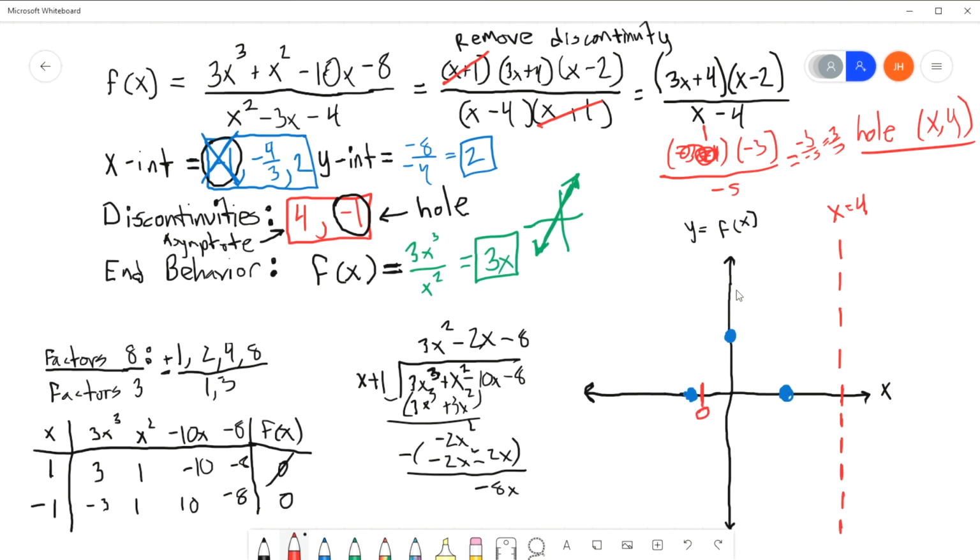All right. And what I'd like you guys to be doing when you're marking up your graph is label these things. So here, this intercept was at -4/3. This y-intercept was at 2. This intercept was at 2. And this hole was at -1, comma, -3/5. Oh, not negative, positive. My bad. See how it was positive 3/5? So that looks a little bit better, huh? So that hole is at -1, comma, 3/5.